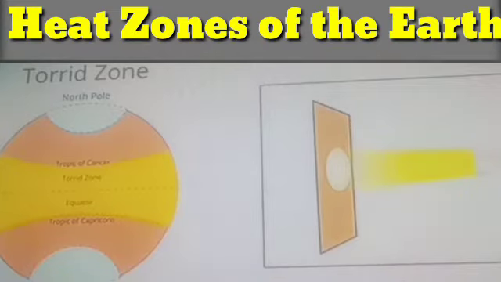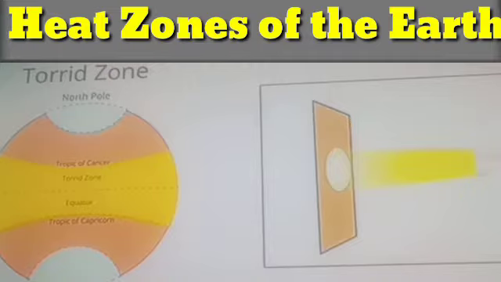In this zone, the midday sun is exactly overhead at least once a year on all latitudes in between the Tropic of Cancer and the Tropic of Capricorn. Therefore, it is called the torrid zone. This area therefore receives the maximum heat.